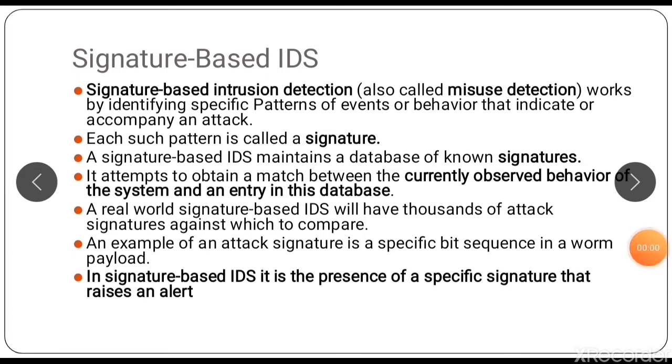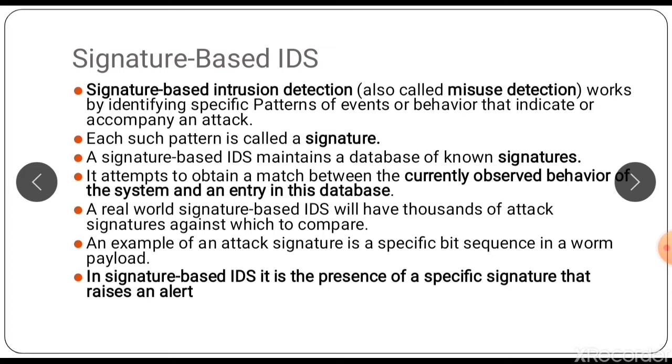Signature based intrusion detection works by identifying specific patterns of events or behavior that portend an attack. A signature based IDS maintains a database of known signatures. It attempts to obtain a match between the currently observed behavior of the system and an entry in this database.